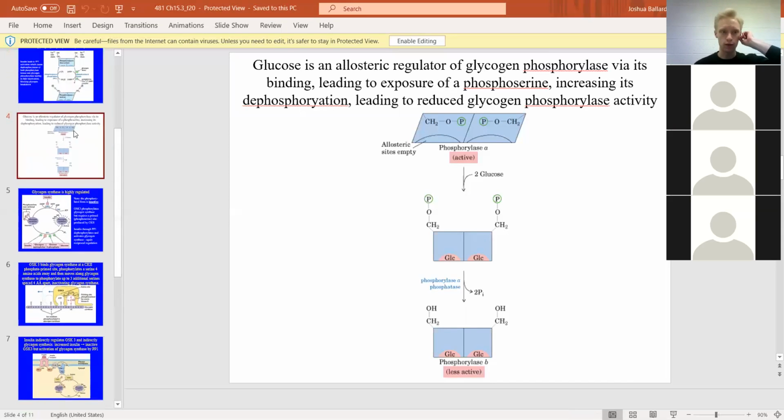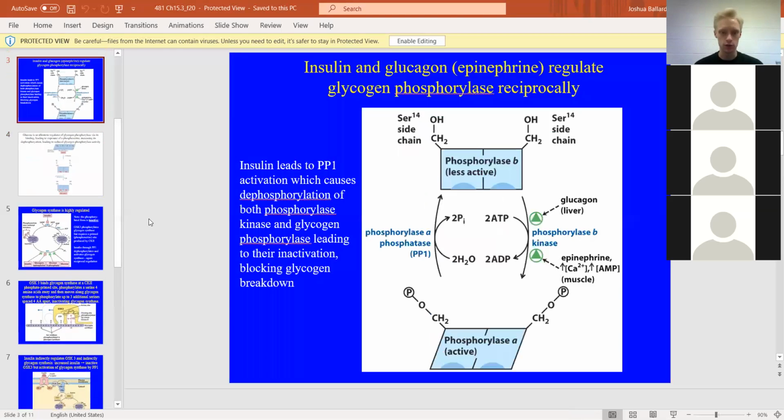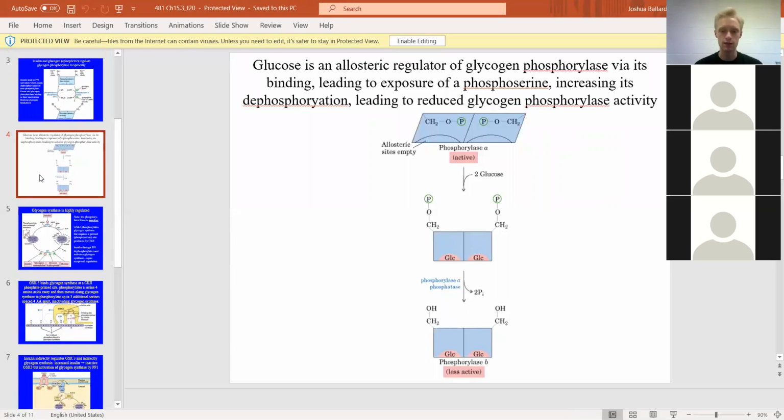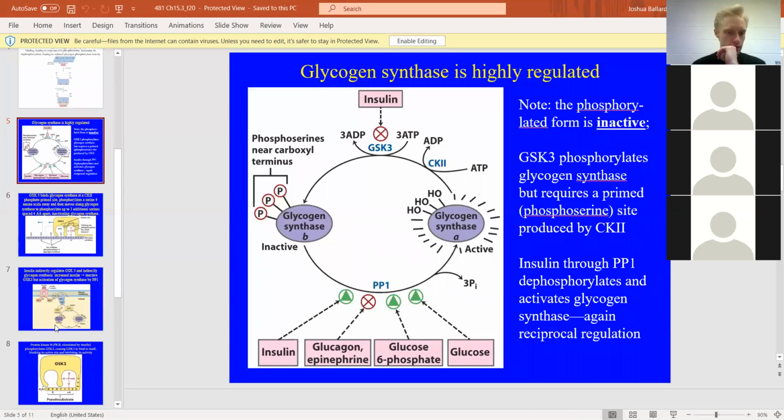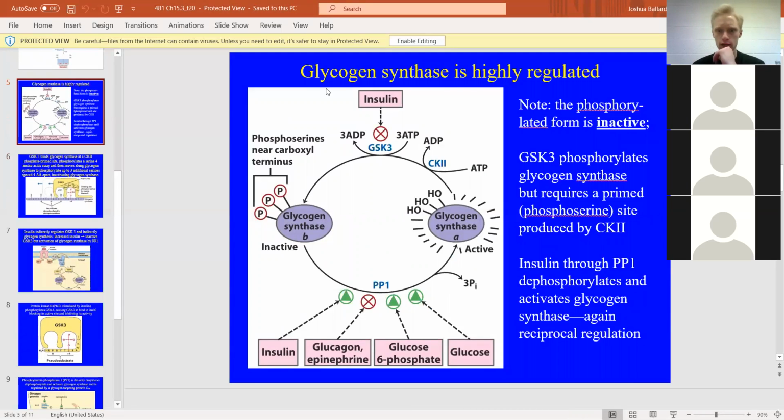So just kind of like if there's a lot of glucose, then there's a lot of insulin, and that leads to deactivation of phosphorylase kinase and glycogen phosphorylase. So it all interconnects with each other. There's always a reasoning why these things happen, and usually it just leads to the conditions, the environment of the body, I guess. And then these couple slides talk about how glycogen synthase is regulated.